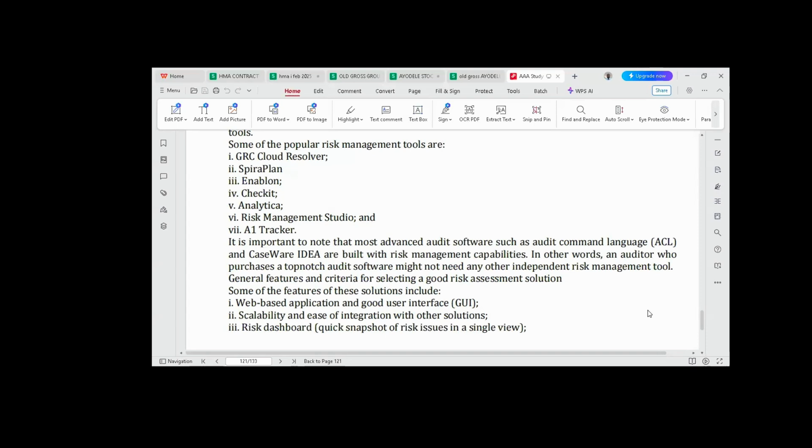Another feature is scalability and ease of integration with other solutions. When you talk about scalability, what does it mean? It can easily be expanded in its mode of operation. You might have started with your accounts department, but you may want to use it in HR, in IT, in legal. You can expand the usability. That's what they mean by scalability. And it's easy to integrate with any other application or solution, so your ERP and accounting software can work seamlessly with this.